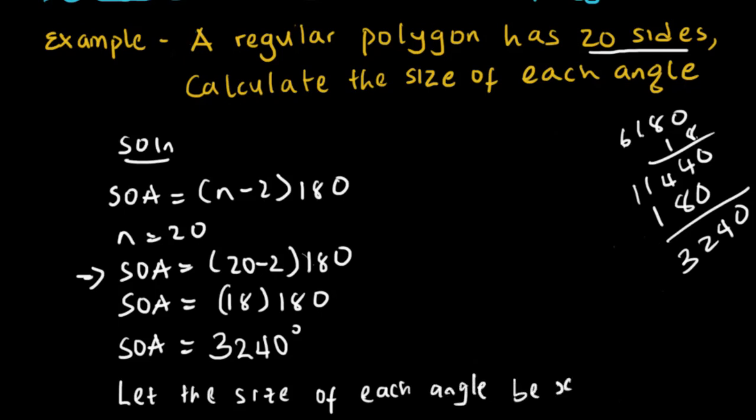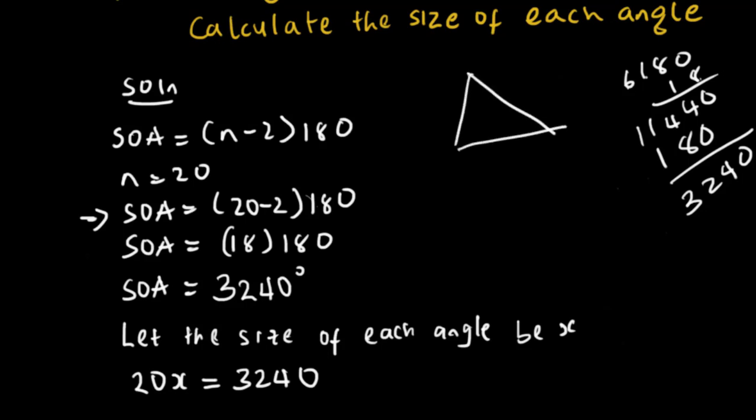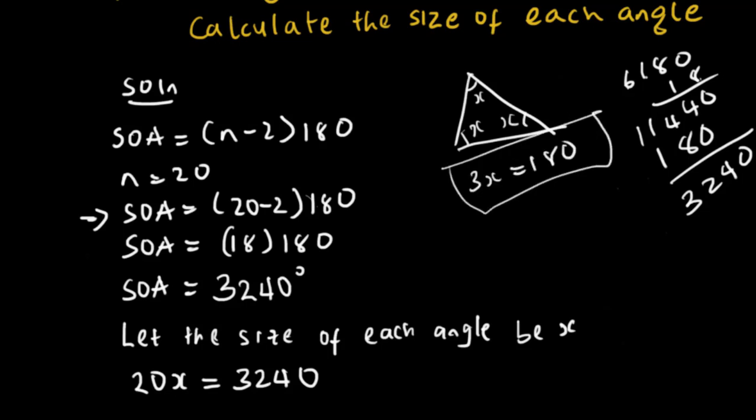be x. What that means is that if a polygon has 20 sides, the sum of angles will be 20x equals 3240. Does that make sense? Remember when we did a triangle, because a triangle has 3 sides, it means it has 3 angles, and we represent each of them as x. So we said 3x equals 180. Do you remember? So that's the same thing we are doing here.